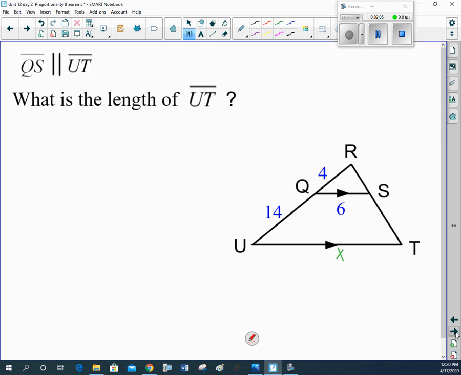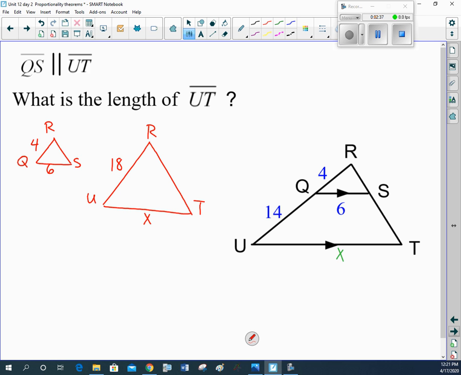I'm going to split these triangles into a smaller triangle and a bigger triangle. And so this is RQS, and this is RUT. So this side right here is 6, and QR is 4. Now RU is 14 plus 4, so that's 18, and UT is the one that I don't know. That's X.